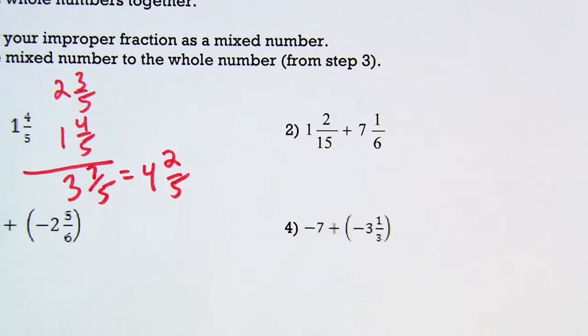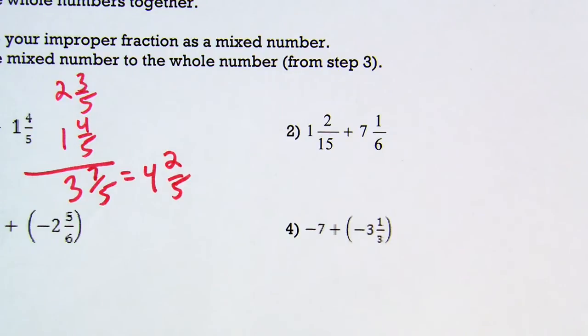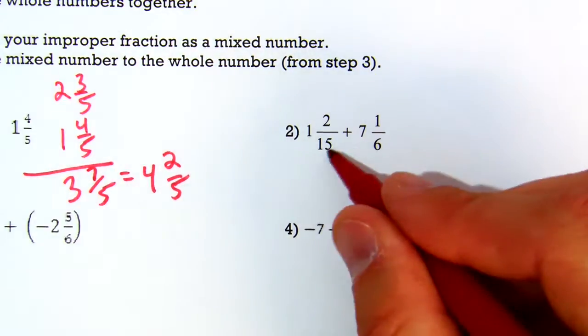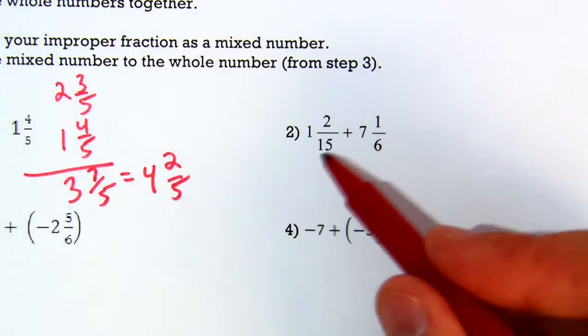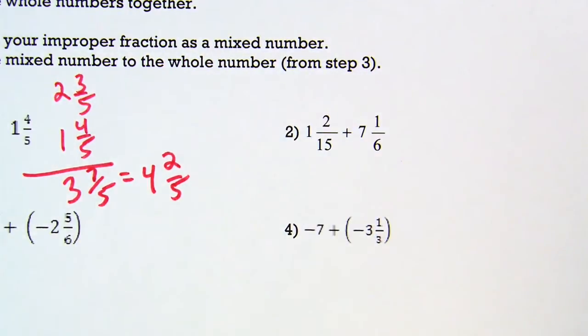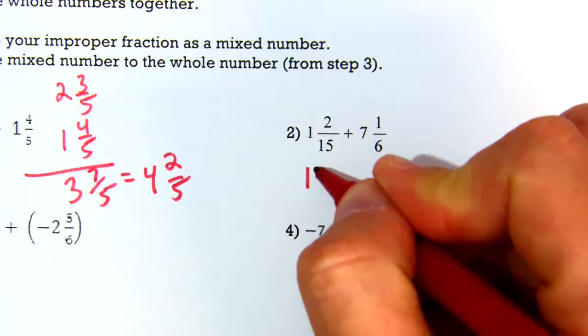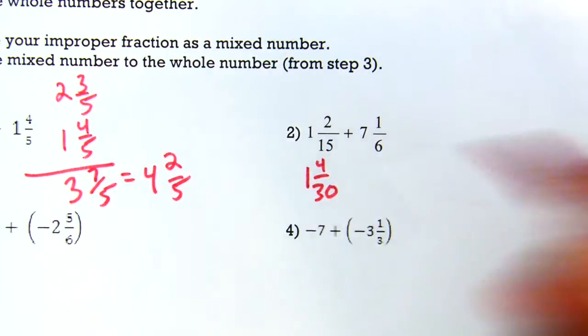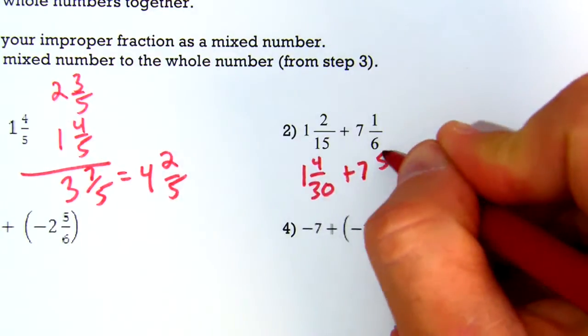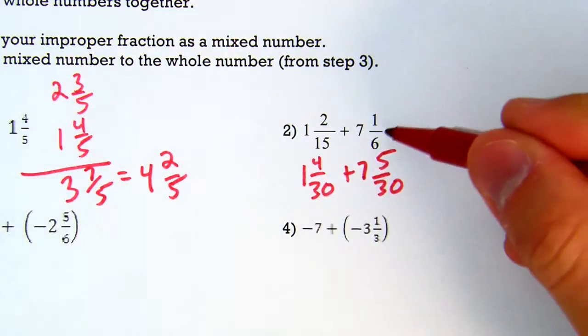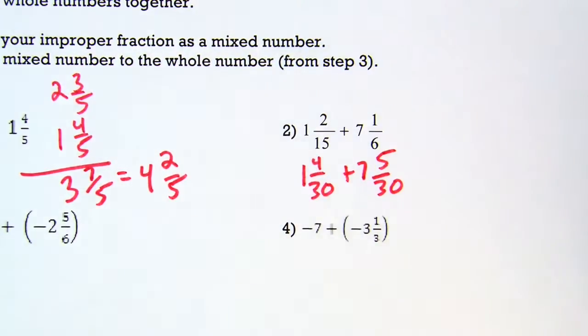Alright, number 2, I have 1 2/15 and 7 1/6. First thing I notice is that I do not have a common denominator, so I want to go ahead and get there. My common denominator for this is 30, so it actually turns out to be 1 4/30 plus 7 5/30. I had to multiply this one by 2, this one by 5.